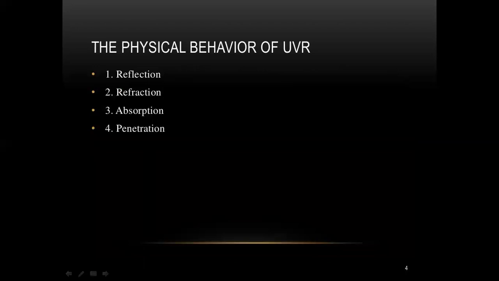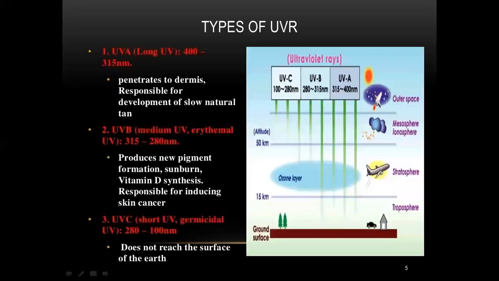The physical behavior of ultraviolet radiation: first, reflection; second, refraction; third, absorption; fourth, penetration. Types of UVR. UVR is of four types. UVA, long ultraviolet, is 400 to 350 nanometers. It penetrates to the dermis and is responsible for development of slow natural tan.